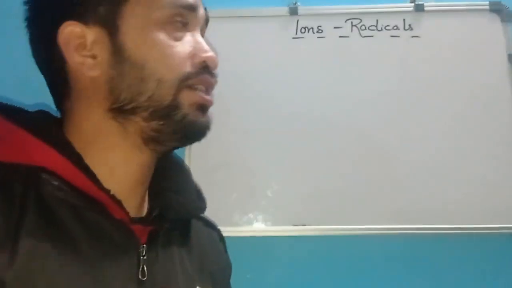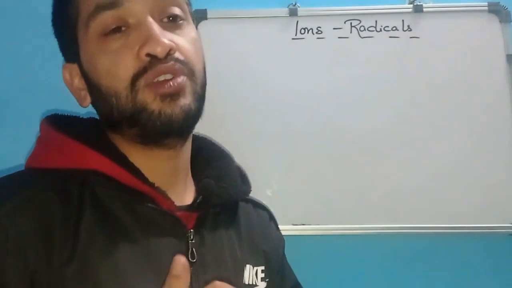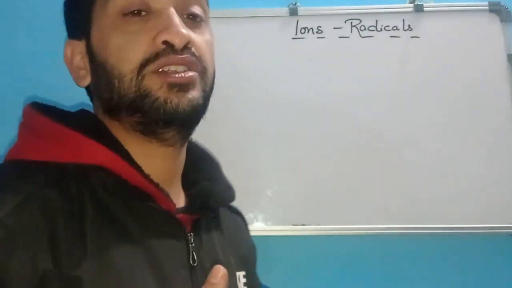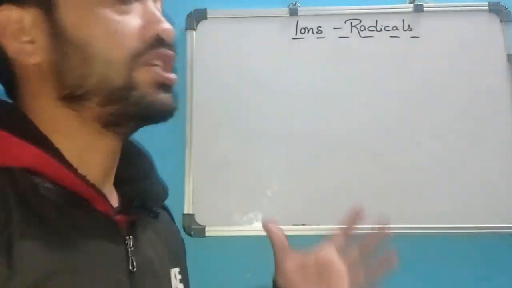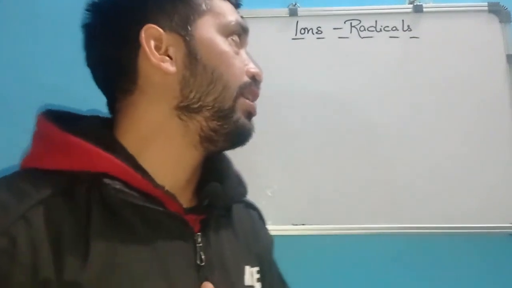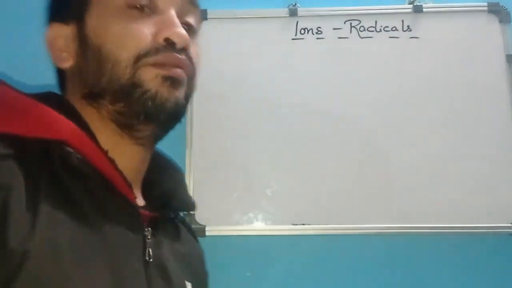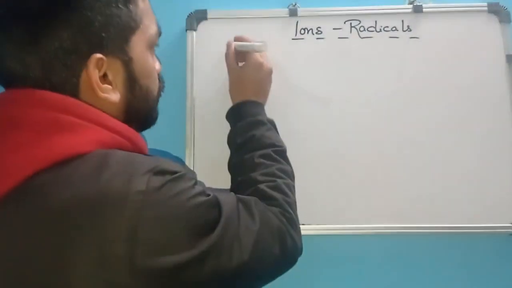So here we are with again a new basic topic of ions and radicals. This is a basic topic that you should know. What is the difference between ions and radicals? What are the types of ion? What is the definition of ion? What is the definition of radical? And how to separate ions and radicals. So that we'll study in this video. So let's start with ions.